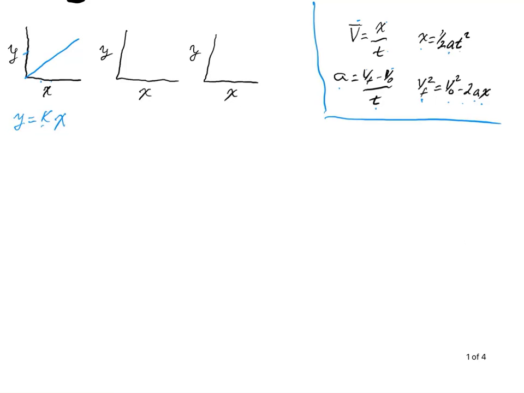The second really common one, you'll end up with a relationship that looks like this, and that indicates some kind of an inverse relationship, where as the x variable gets bigger, the y variable gets smaller. And the generic equation for inverse relationships is y is equal to some constant divided by x.